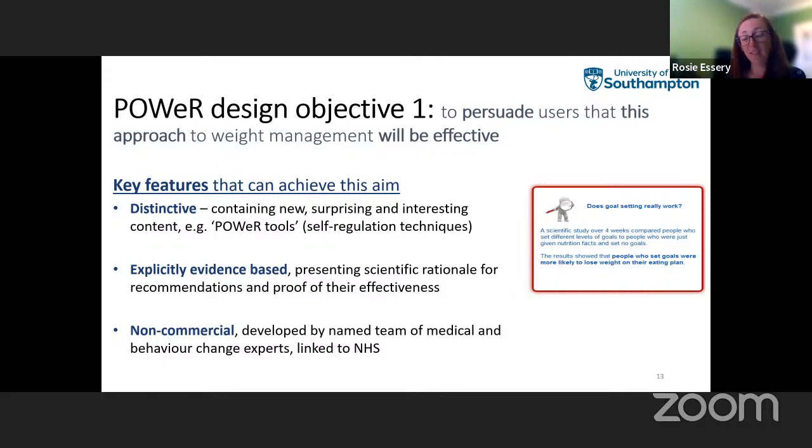And then to achieve this, so then moving on to the key features of this guiding principle, it was felt that it would be important for a few things. So first of all, for Power to be distinctive, so for it to have something about it which made it stand out from the previous strategies that they may have tried. Also, that it should be explicitly evidence-based to give people confidence that the advice they were being given is backed up by scientific evidence and had been shown to be effective. And also that it should be clearly non-commercial, so not affiliated with any weight loss brands and things that they might have previously tried and not worked for them, but rather developed by a team of named professionals who had affiliations to the NHS. So this is one of Power's guiding principles.